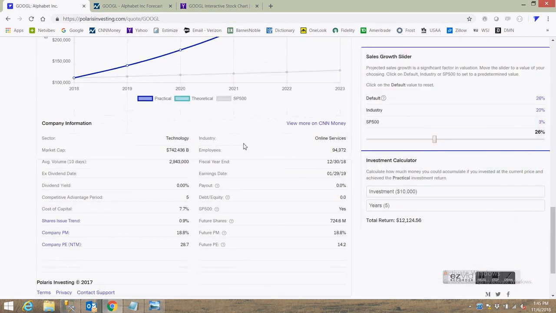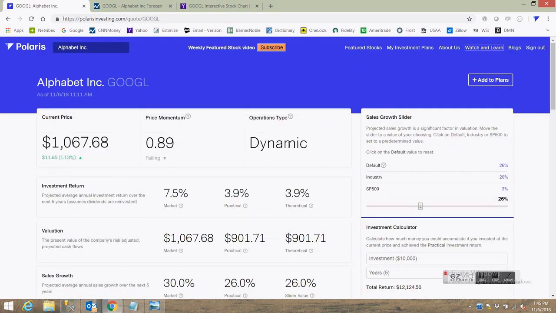Scroll to the bottom, look at the industry that Google's in. This is a relatively new industry that's been created to include companies like Google, called online services in the technology sector. This is a fairly fast-moving, dynamic type industry. So to go along with the operations type, I think it's consistent that we think of it as being in a dynamic environment, which means that it could see a lot of changes in the short term around Google and the industry that it's in.